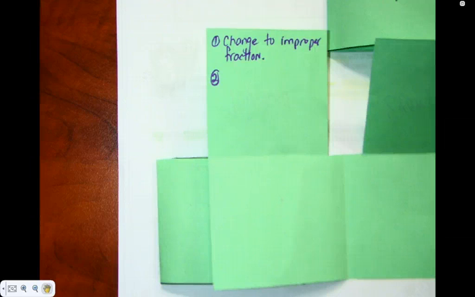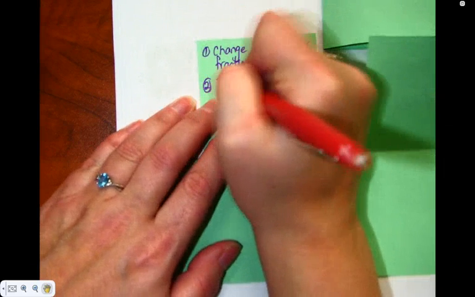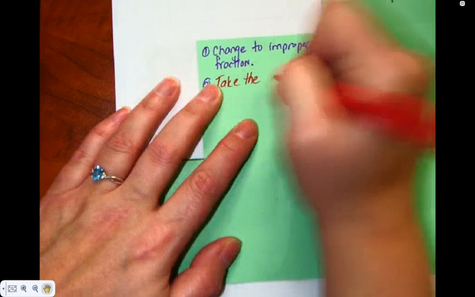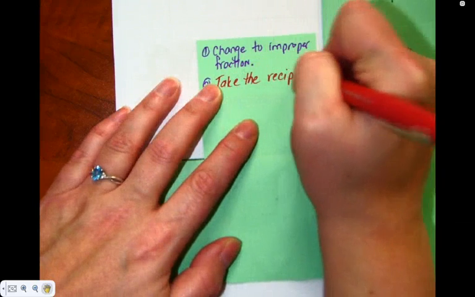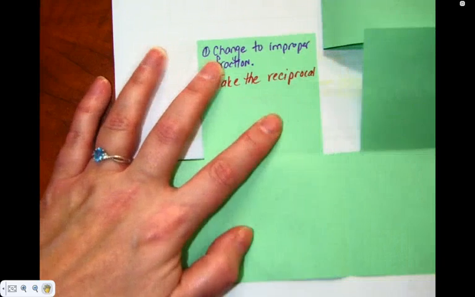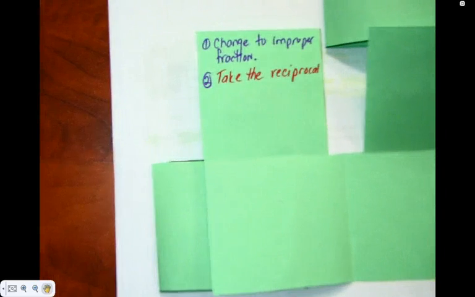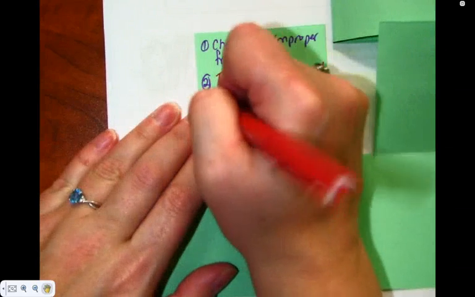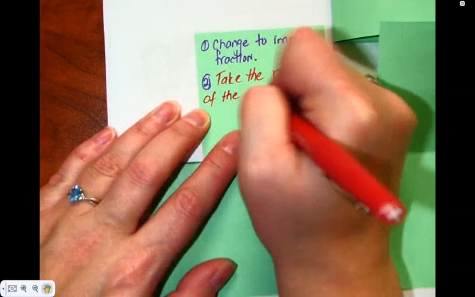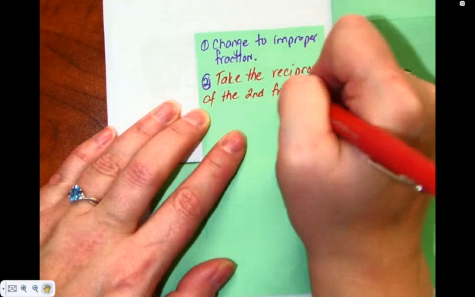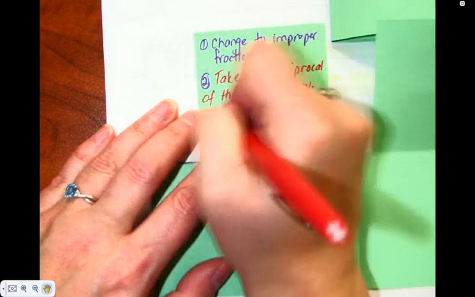Yeah, remember flipping that second fraction? Does anyone remember the math word for when you flip a fraction? Anybody know what it's called? Reciprocal. It's called take the reciprocal, which means to flip. So take the reciprocal of the second fraction. And that just means flip it.